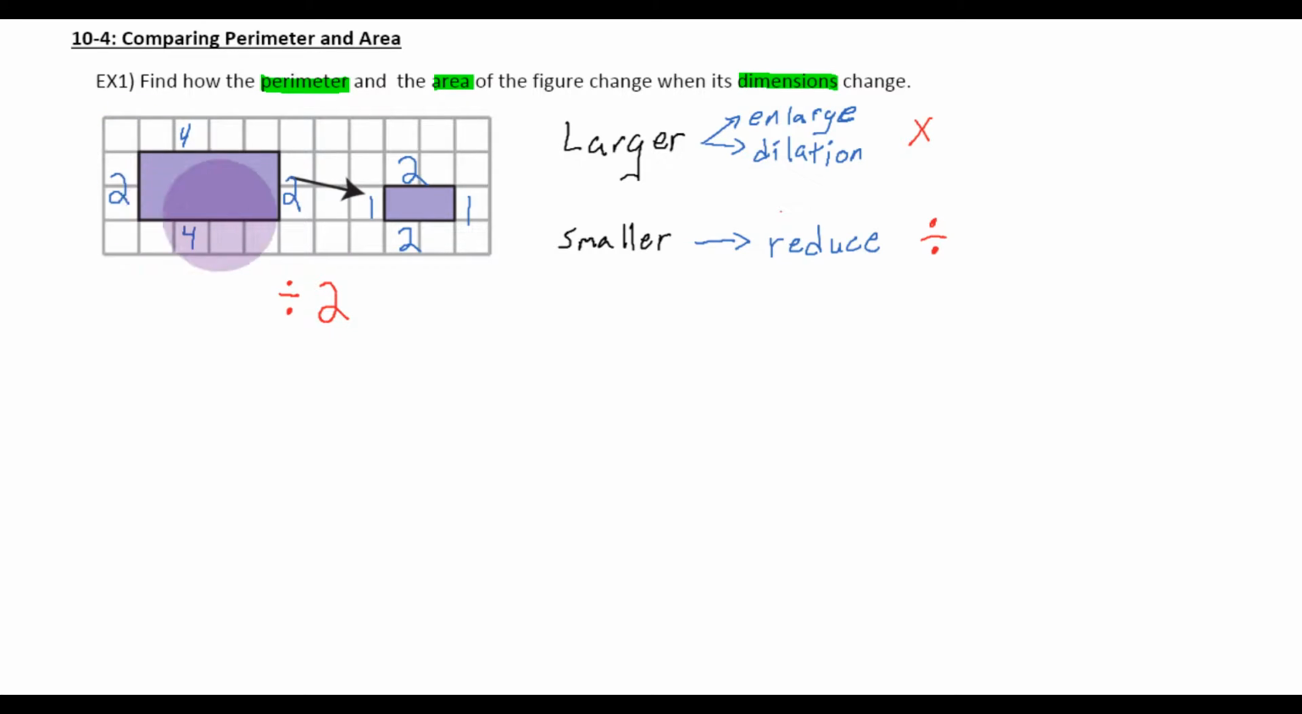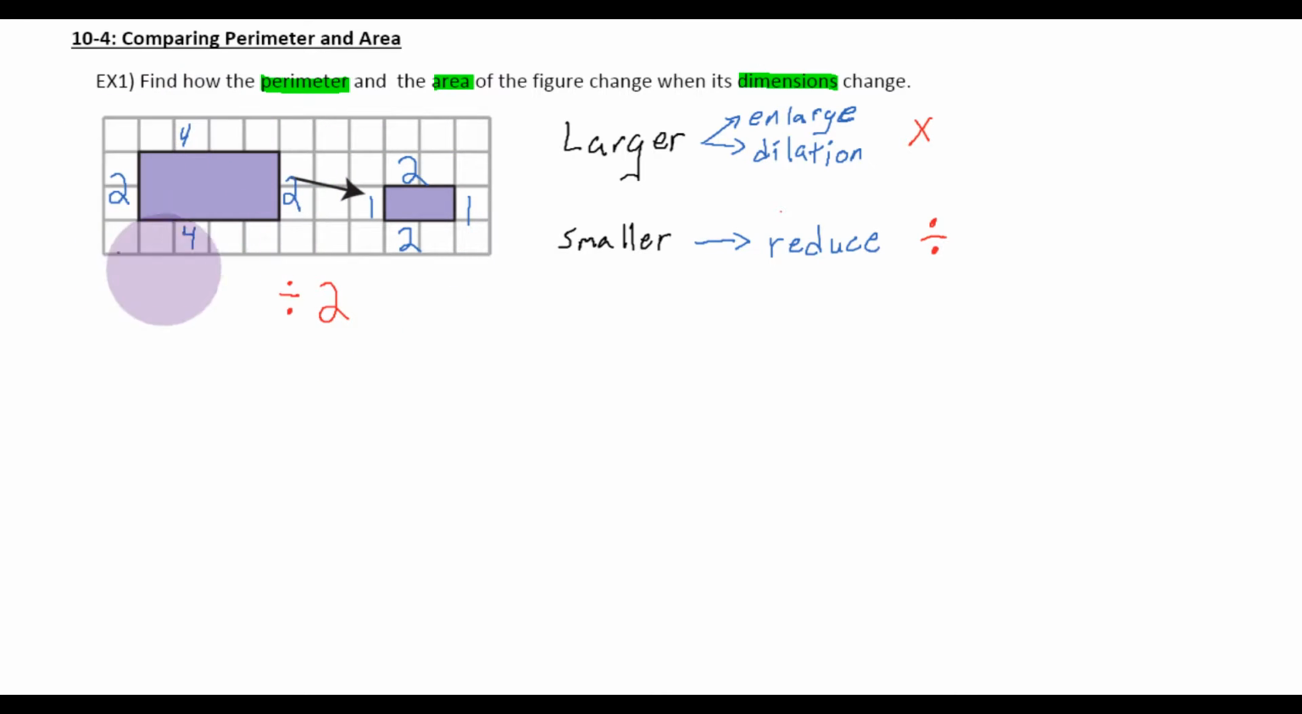Also, let's take a look at what happens when you take this bottom length, which is 4 units. How did we get from 4 units to the corresponding side, which is 2 units? Well, we have to take 4 and divide by 2 again. So we're taking all of the dimensions along this rectangle and dividing them by 2 to get our smaller shape.